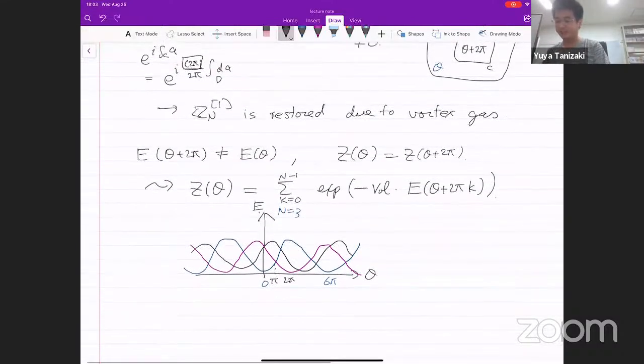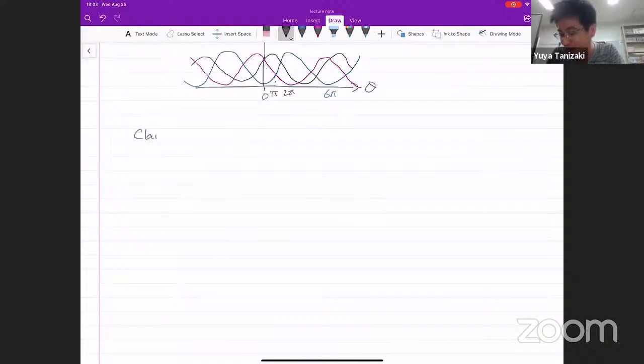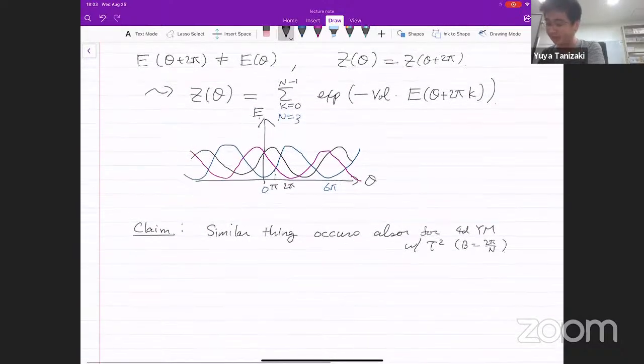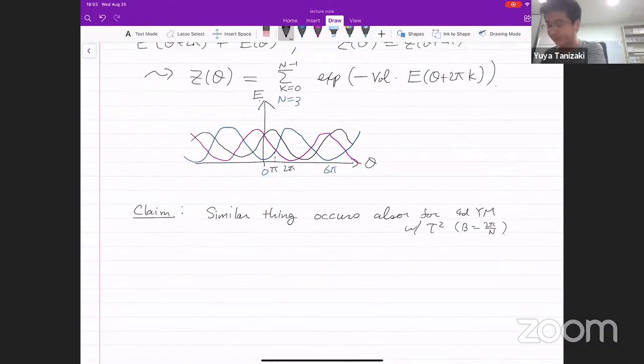Okay. And my expectation is that a similar thing really occurs also for the Yang-Mills theory with 't Hooft flux inserted. And the point is, at the classical level, the Z_N one-form symmetry seems to be broken, but now what we consider is the center vortex, which can restore the Z_N one-form symmetry that is broken at the classical level.